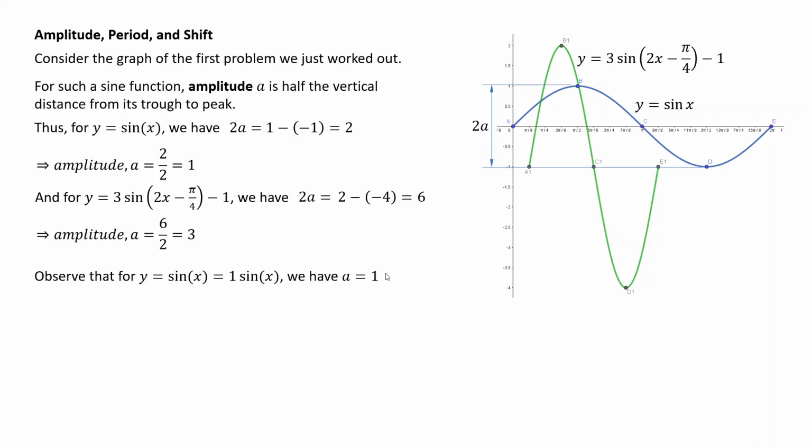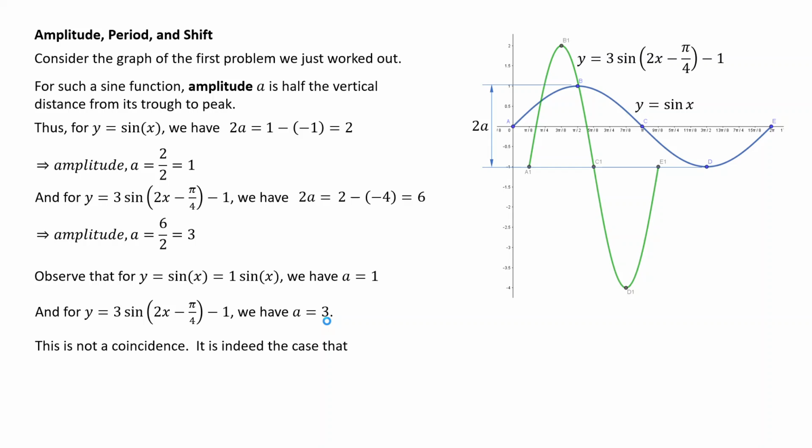And one more thing that we can observe here is when we have y equals sine x, we basically are saying 1 sine x, right? And for that, what did the amplitude turn out to be? A was 1. And for y equals 3 times sine of 2x minus pi fourths minus 1, what did the amplitude A turn out to be? 3. Is that a coincidence? The answer is no. It's not a coincidence. That is what would happen.